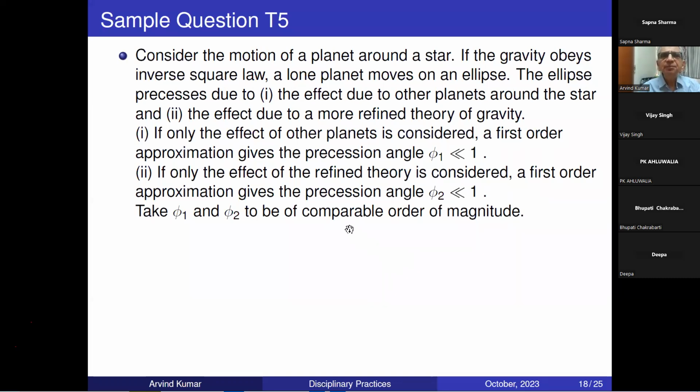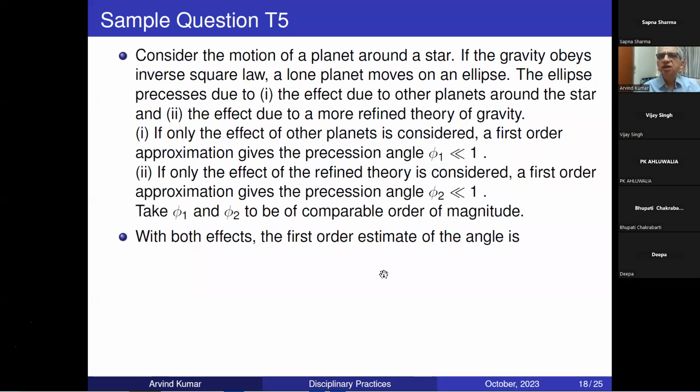This is a very famous example of Einstein's correction to Mercury precession. So, consider the motion of a planet around a star. If the gravity obeys the inverse square law, a lone planet moves on an ellipse, as we all know. The ellipse precesses due to the effect of other planets around the sun, and the effect due to a more refined theory of gravity. We are referring to Einstein's theory.